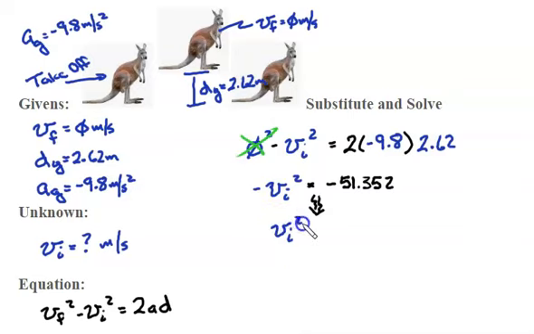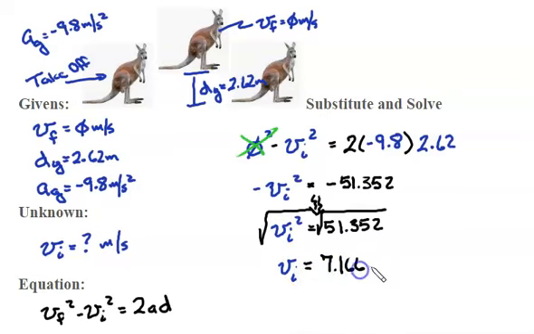So velocity initial squared equals 51.352. In order to get rid of the square, I'm going to take the square root of this side and the square root of this side. And velocity initial equals 7.166 meters per second.